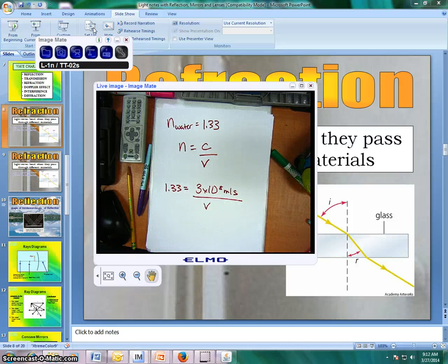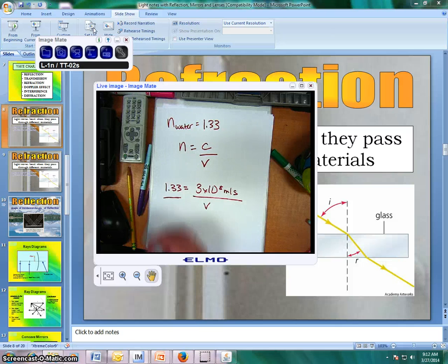Notice that the index of refraction is greater than 1. That's because the bottom of the fraction can never be faster than the speed of light. The speed of light is the fastest anything can travel, and we've never been able to exceed the speed of light. So the V is always going to be smaller than the C on top, so your index of refraction is always going to be greater than 1.